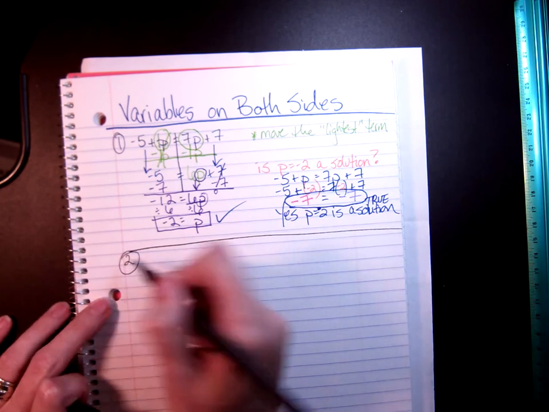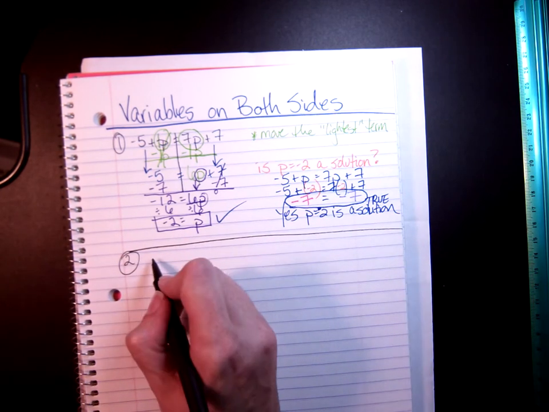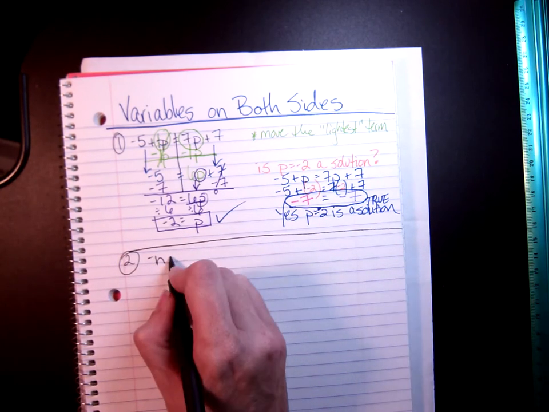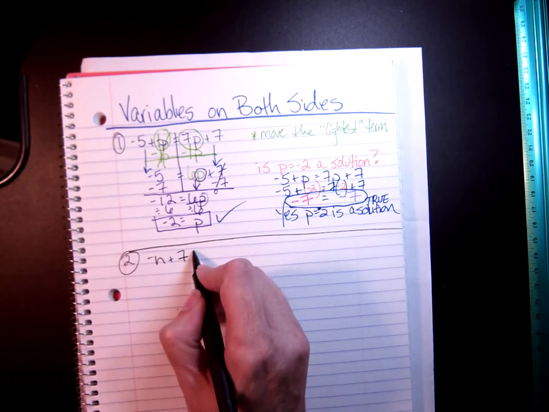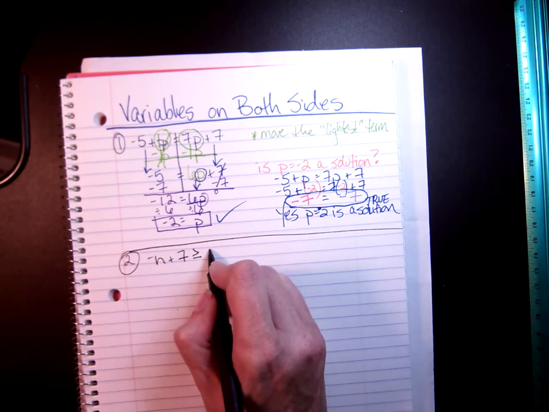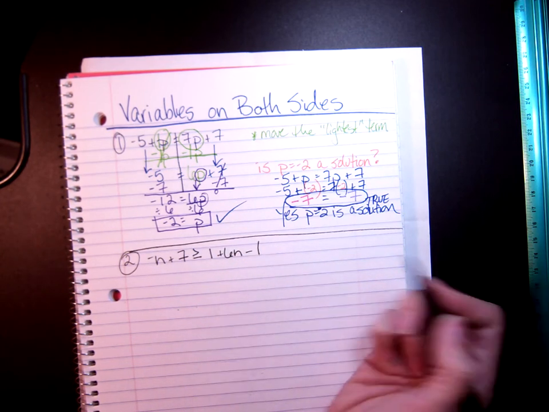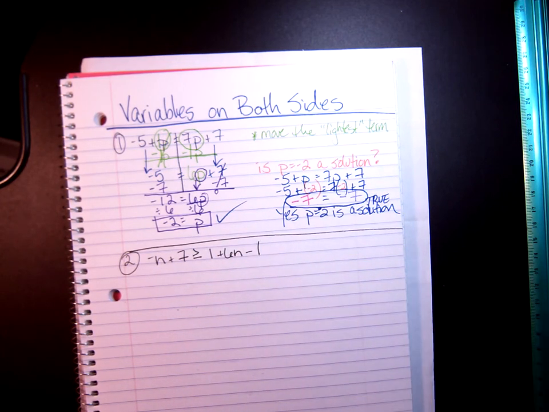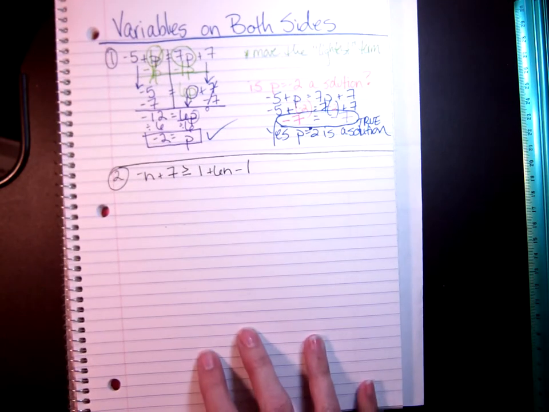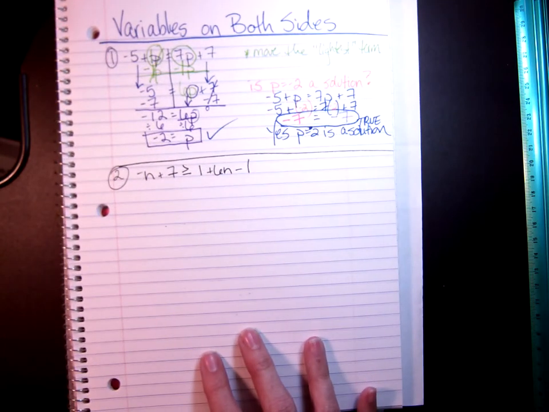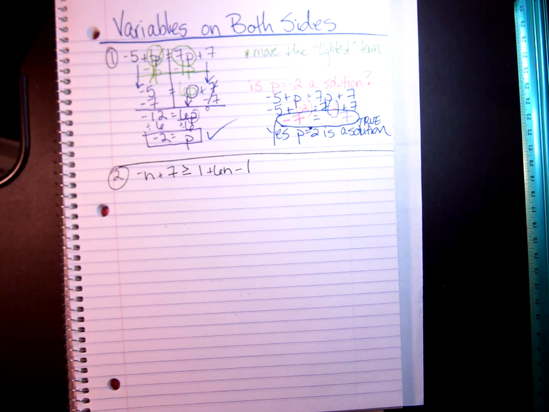Number 2. Negative n plus 7 is greater than or equal to 1 plus 6n minus 1. Okay. We've got our problem written and ready to go. So again, if I go back to the steps, there's no distribution. So we're going to combine like terms on each side.